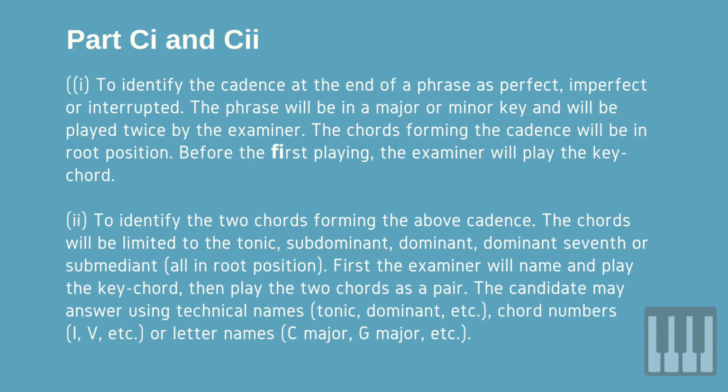Part C, Section 2, to identify the 2 chords forming the above cadence. The chords will be limited to the tonic, subdominant, dominant, dominant 7th or submediant, all in root position. First, the examiner will name and play the key chord, then play the 2 chords as a pair. The candidate may answer using technical names, tonic, dominant, etc., chord numbers, or letter names, C major, G major, etc.